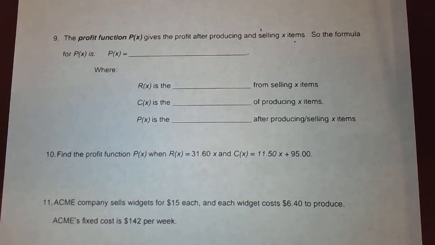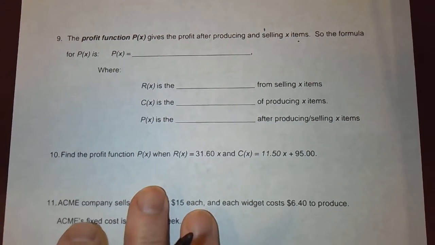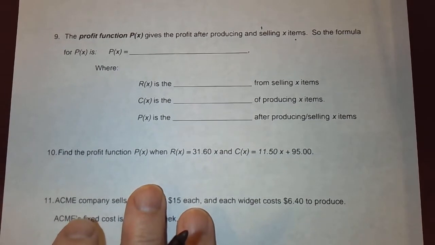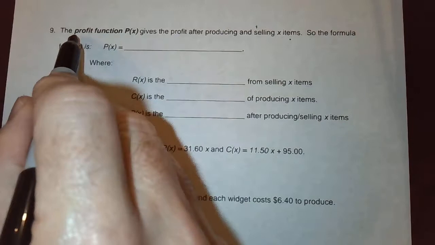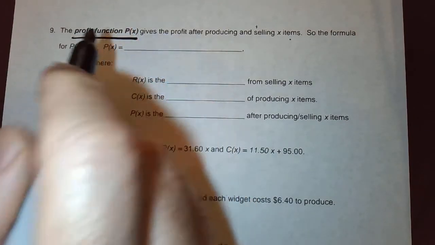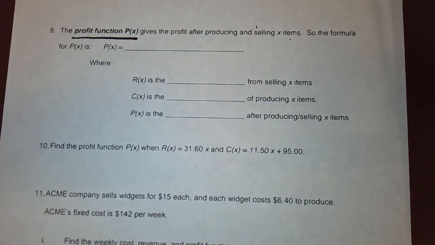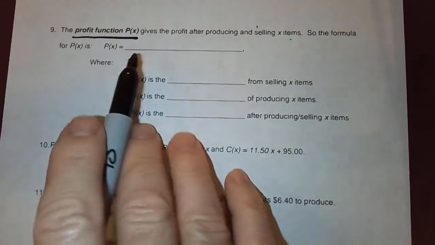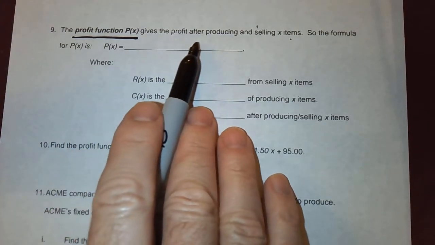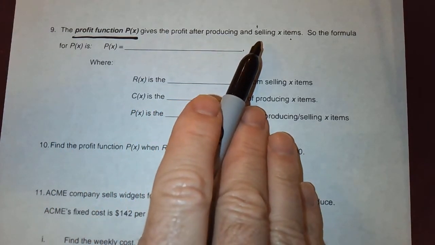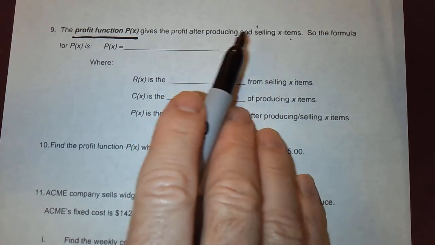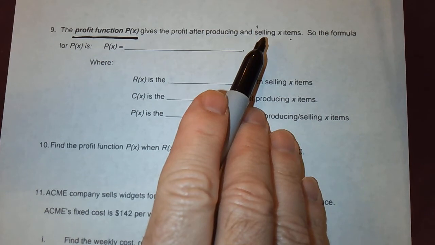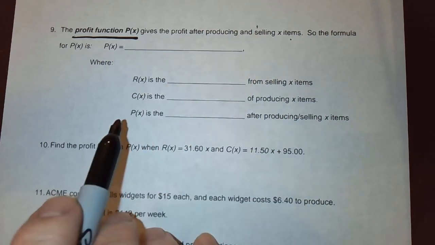Okay, we have learned about a cost function, and we learned about a revenue function. There's one more function we're going to learn about, and it's called the profit function. The profit function is very easy to compute. The profit function gives the profit after producing and selling X items. Remember, there's a cost of producing them, and then there's revenue that comes in when you sell it. Hopefully the revenue will be greater than the cost of producing.